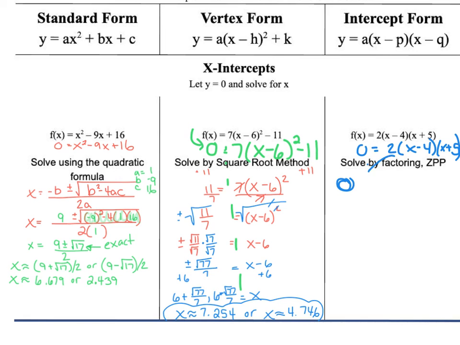So the first one, if I wrote 0 equals 2, well, that's not true. It's just a coefficient, a plain old number. It's never going to give you an answer. But my other ones, x minus 4 equals 0, or x plus 5 equals 0, give me two solutions: x equals 4 or x equals negative 5.